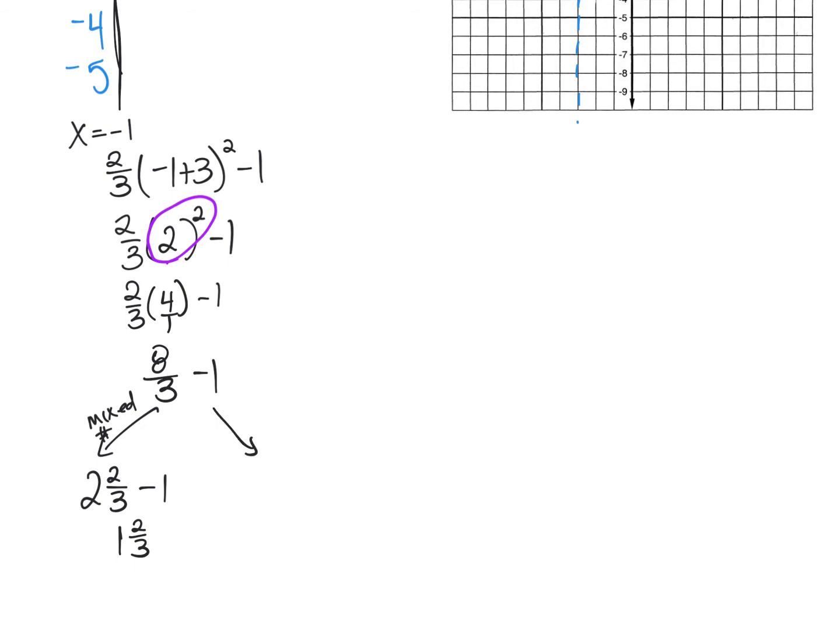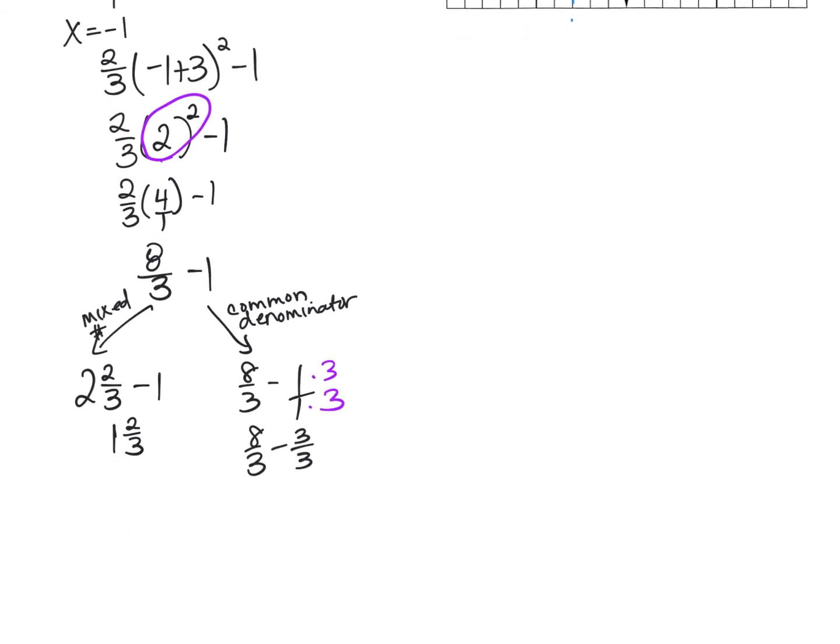My other option is to go common denominator. So that's 8/3 minus 1 over 1. I'm going to times by 3 over 3 to make my denominator both 3. So 8/3 minus 3/3, which is 5/3. And when I make that into a mixed number, 3 goes into 5 once with 2 left over, 1 and 2/3.